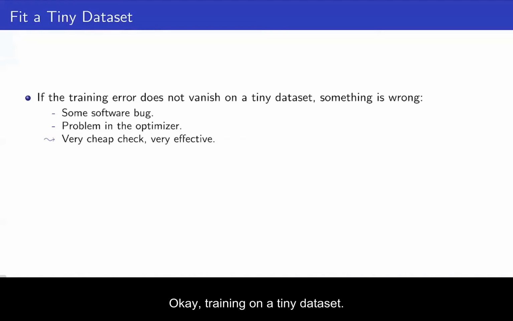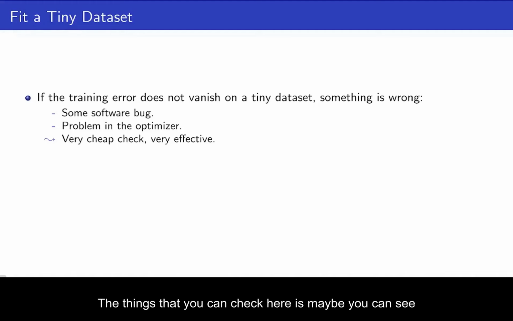Okay, training on a tiny data set. If the training error does not vanish on a tiny data set, then something must be really, really wrong. By a tiny data set, I mean in the order of 10 samples. So if you cannot get this training error to go down to 0, then something is definitely wrong.